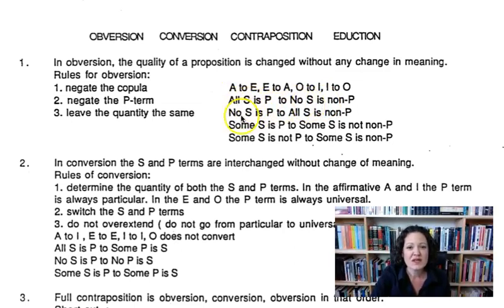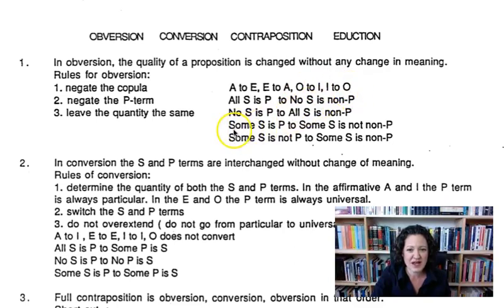Universal, universal. No S is P, a universal negative, is going to change to all S is non-P. We have to negate the P term, keeping the quantity the same. So leave the quantity the same. No is a universal, and it's a negative, is going to stay universal, but it's now going to be affirmative. That's the quality changing. All right, so those are the universals. Now, this tells us A to E, E to A, O is going to change to I, and I is going to change to O.